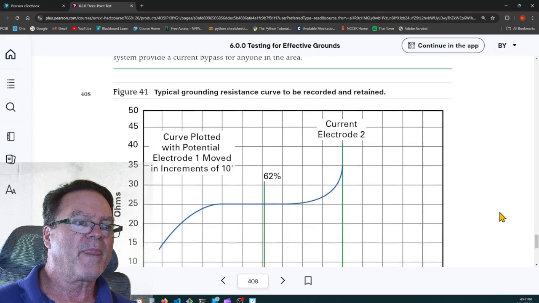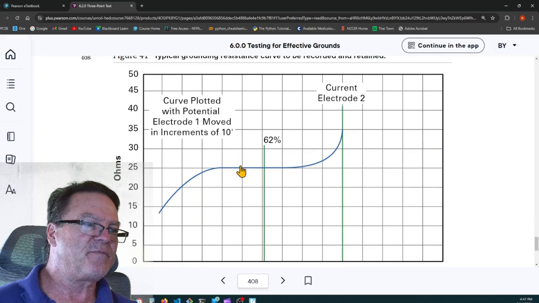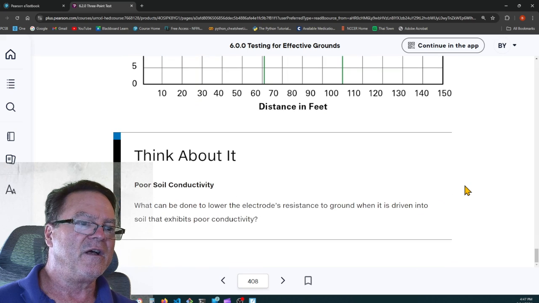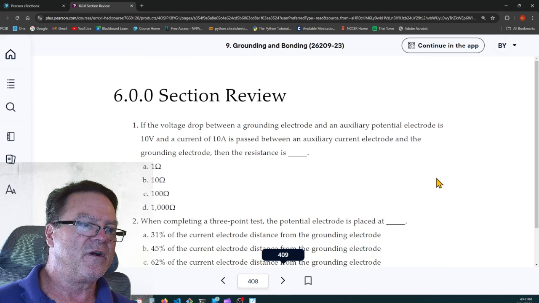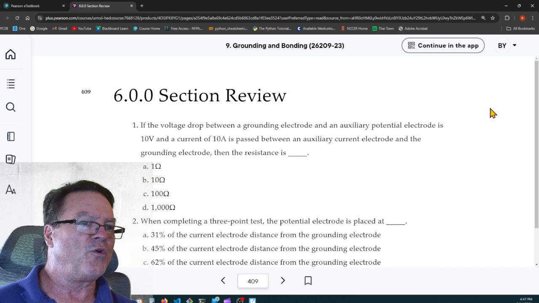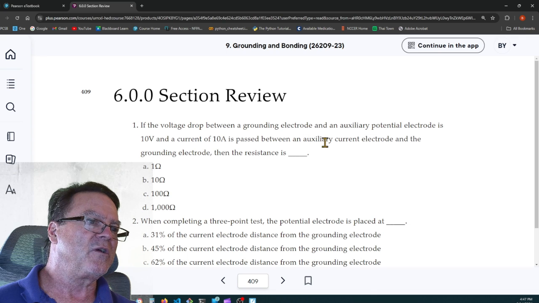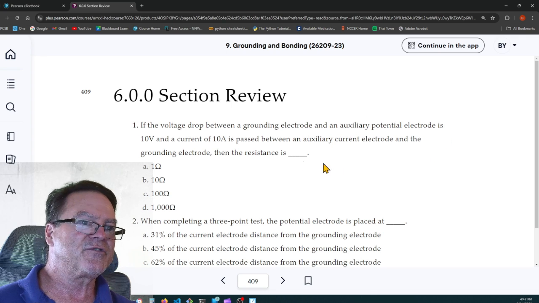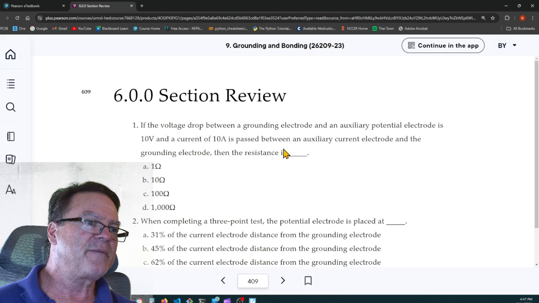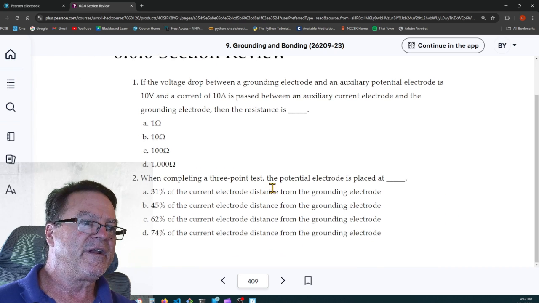All right, so there you go. Once you get a flat spot in your curve, then you know that you have a good distance on your current probe, and 62% of that to the potential probe. If the voltage drop between a grounding electrode and an auxiliary potential electrode is 10 volts, and a current of 10 amps is passed between an auxiliary current electrode and the grounding electrode, then the resistance is what? Well, R equals E divided by I, right? When completing a 3-point test, the potential electrode is placed at what percentage?